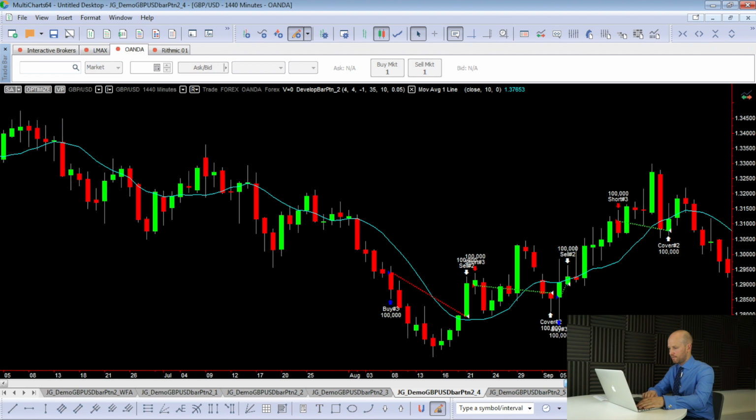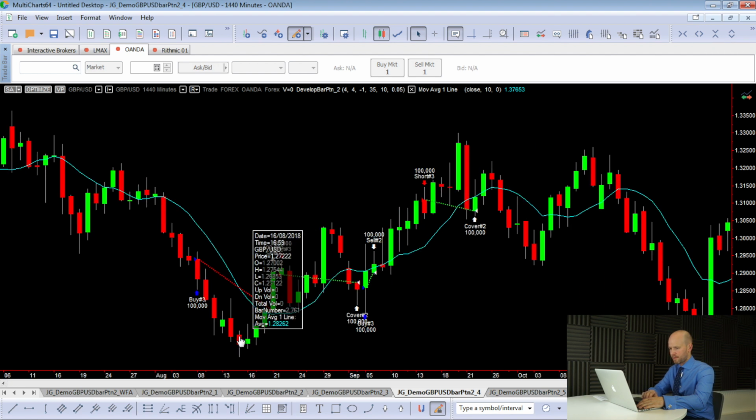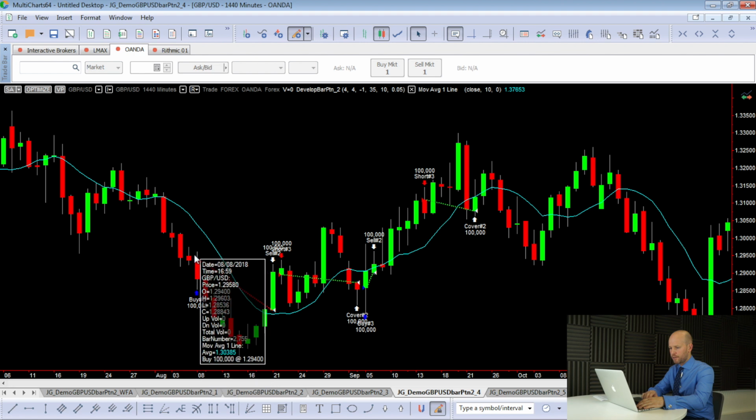Now we can see that if we're in a buy trade like this one here, just remove this. If we're in a buy trade like this one here, the exit is when the market closes above the 10 period moving average. So you see it's closed above here and we've exited. That was a losing trade.